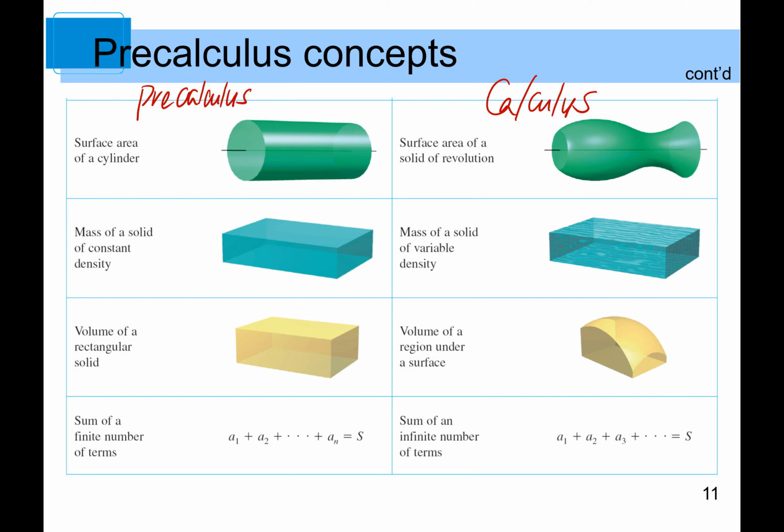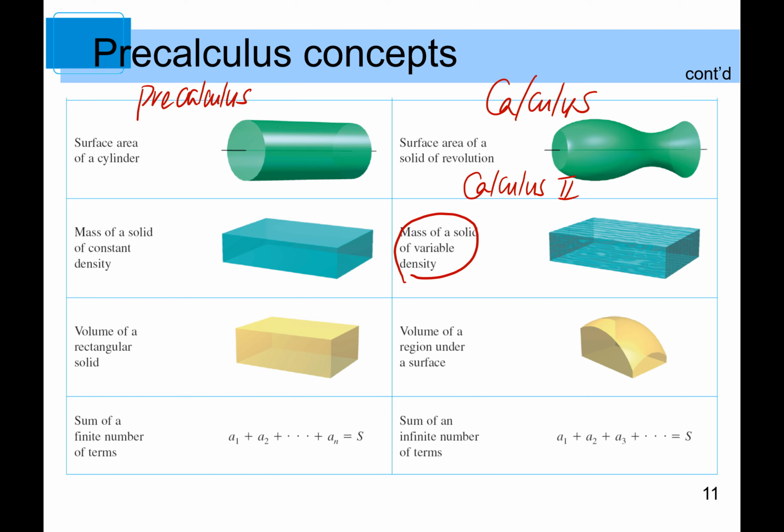You can find the surface area of a cylinder. But in calculus, you learn how to find the surface area of a solid of revolution, which is in calculus 2 in our school. And in precalculus, you can find the mass of a solid of constant density. And in calculus, you'll be able to find the mass of a solid of variable density.